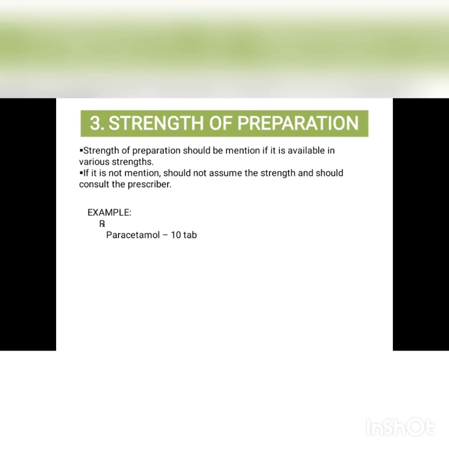Then next one, strength of preparation. Strength of preparation should be mentioned if it is available in various strengths. If it is not mentioned, the pharmacist should not assume the strength. He should consult the prescriber and correct it. For example, Rx paracetamol 10 tab. Here, strength of the preparation is not mentioned. In such a case, the pharmacist should consult the prescriber.